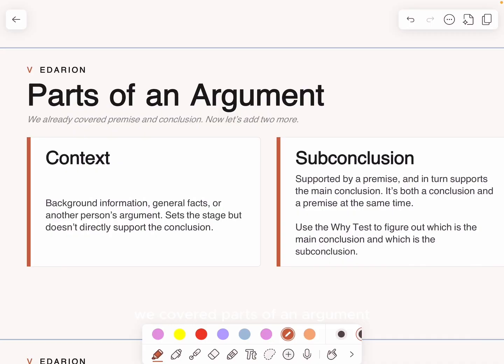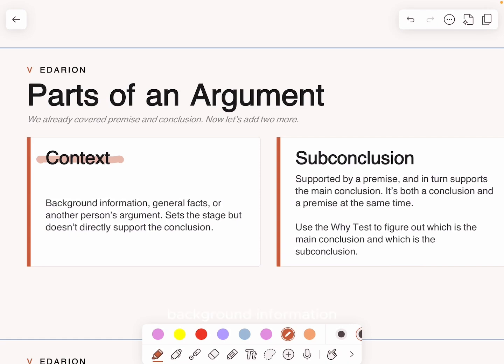We covered parts of an argument, premise, and conclusion. So now let's add two more. The first one, context. This is the background information, general facts, or another person's argument. These are not part of the author's main argument, but they set the stage for what the argument is saying.